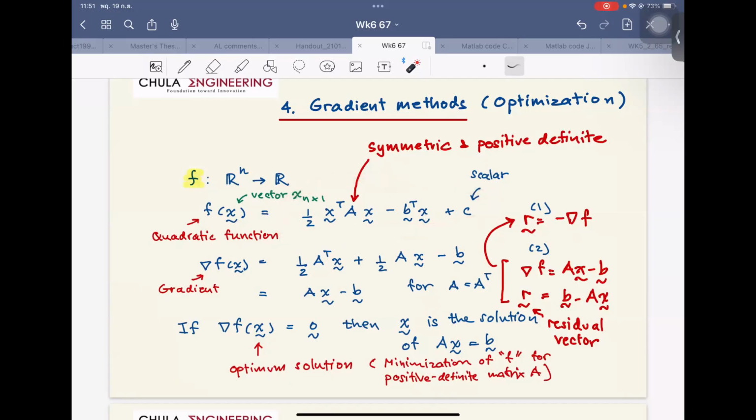And the function that we will focus on here is what is called the quadratic function. The quadratic function is defined by this. x is a column vector, and this is a scalar. Now b is a column vector, so b transpose becomes a row vector, and this is a scalar, and some constant here.